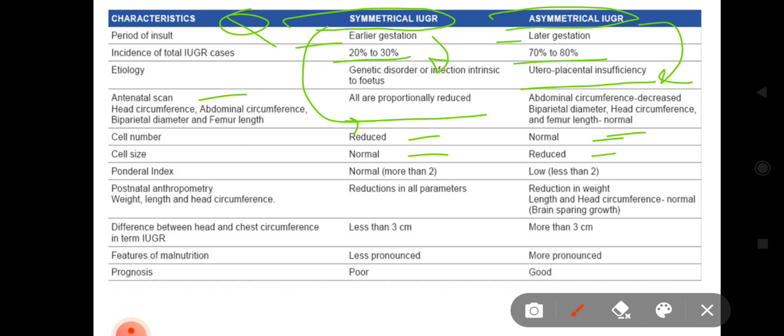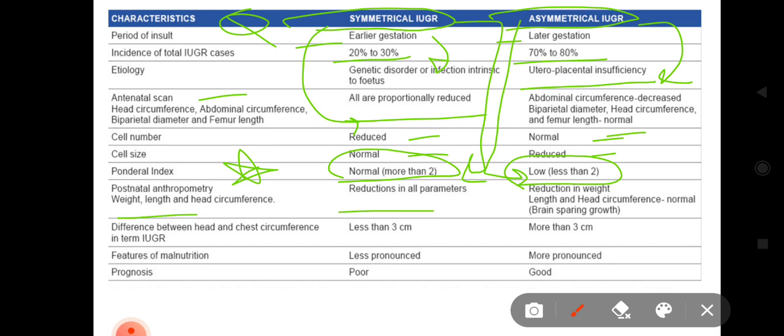Ponderal index, now an important one. It is normal or more than 2 in symmetrical IUGR, while it is low or less than 2 in asymmetrical IUGR. So this criterion is used to differentiate between asymmetrical and symmetrical. So remember this ponderal index point for both of them. Postnatal anthropometry: weight, length, and head circumference all reduced in symmetrical, while in asymmetrical, weight and length are reduced and head circumference is normal. So brain-sparing growth is seen, another important MCQ point, in asymmetrical IUGR.